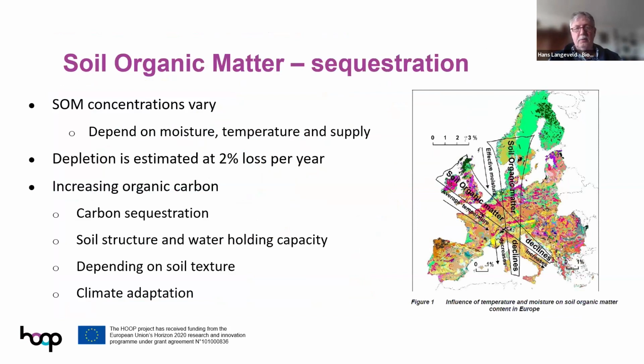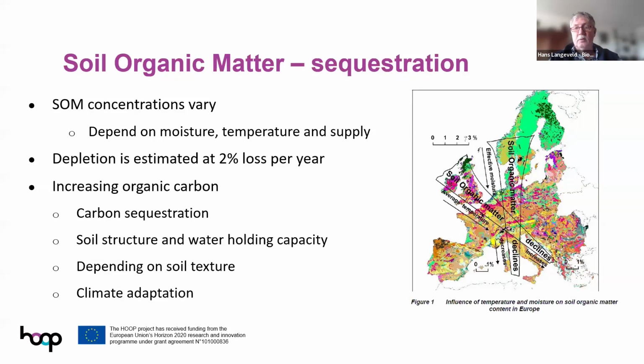I'm not going to dive too much into that, but you can see here that there's a trend going from the northeast and the north to the south, and from the northwest to the southeast, of a lower share of organic matter. And organic matter is important. It is being mineralized at an average of 2% per year. And we are currently facing a situation where the policy is putting more attention on getting more organic matter in the soils. Why? One is carbon sequestration.